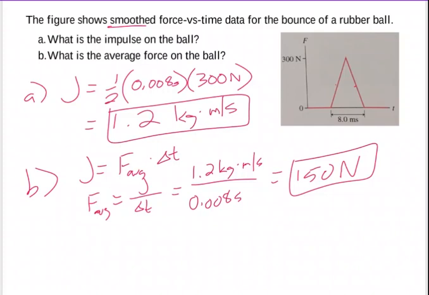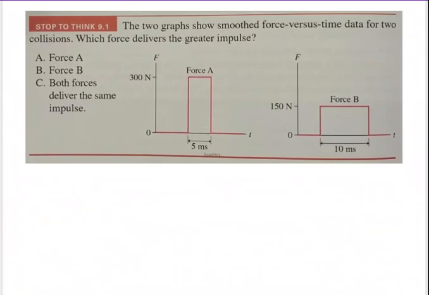Okay. And then one more thing. The two graphs show smooth force versus time data for two collisions. Which force delivers the greater impulse? Any ideas? C. Why is it C?